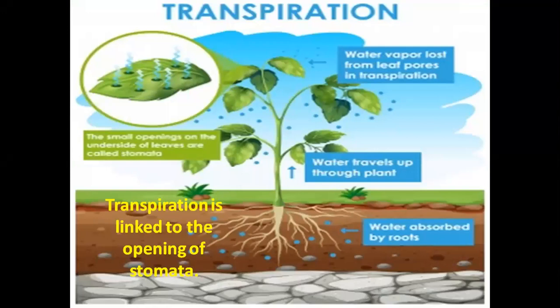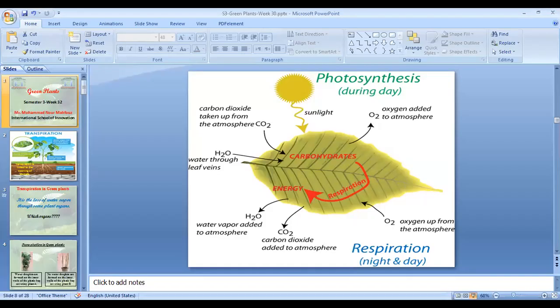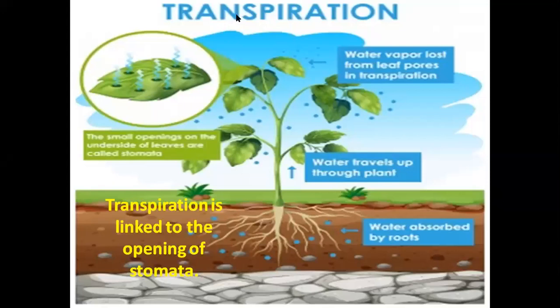Transpiration. What is transpiration? Transpiration is the process that is linked to the opening or the closure of the stomata. First of all, you have to know that water is absorbed at the level of the roots. The water travels up through the plant, through the stem, and then to the leaves. Whenever the water reaches the leaves, water vapor is lost from the leaf pores in the process of transpiration.